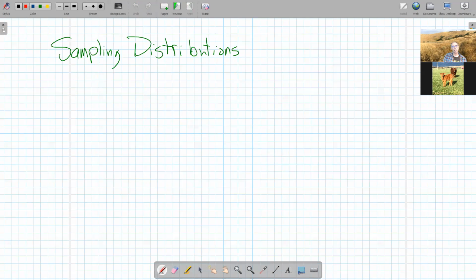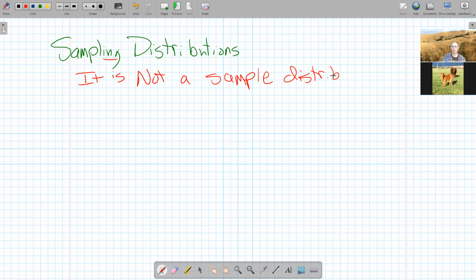I'll tell you what it is not. It is not a sample distribution. Notice it says sampling. A sample distribution, i.e. a histogram of a single sample.